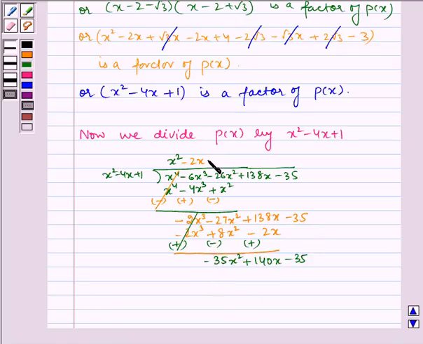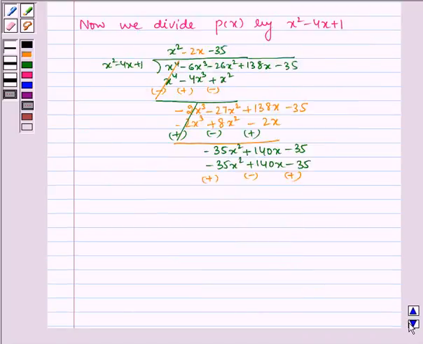Now again solving it further, we get here 35x^2 minus 140x plus 35. Again, do not forget to change the signs while subtracting. Here all the terms get cut, so we are left with 0 as our remainder. Therefore, we get our quotient as x^2 minus 2x minus 35.